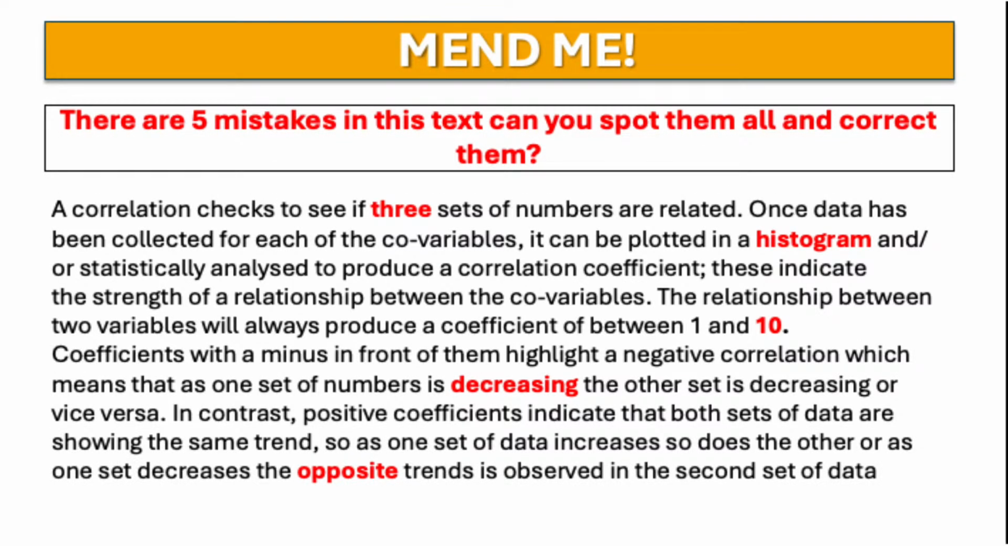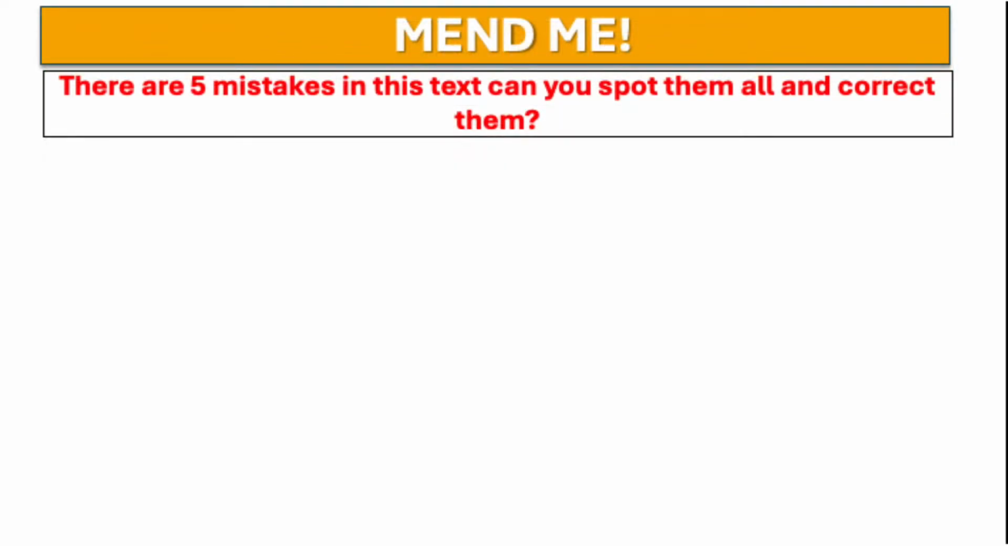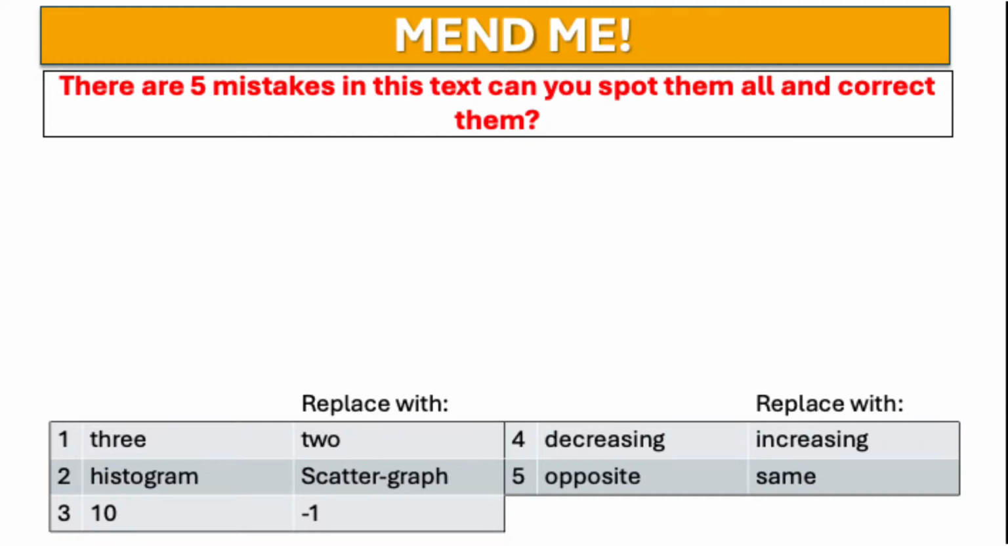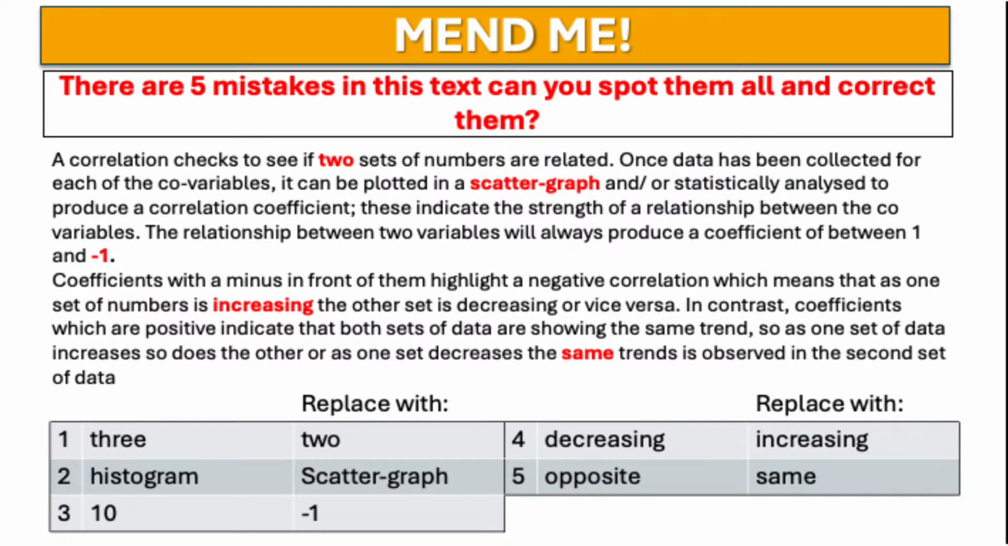So we've got our incorrections here. These are all the ones that you've identified, so well done. And our corrections are on the next slide. This is how it should actually read, okay? So again, we've replaced them. Okay, so 3 with 2, histogram, scattergraph, 10 with -1, decreasing with increasing, opposite and the same.